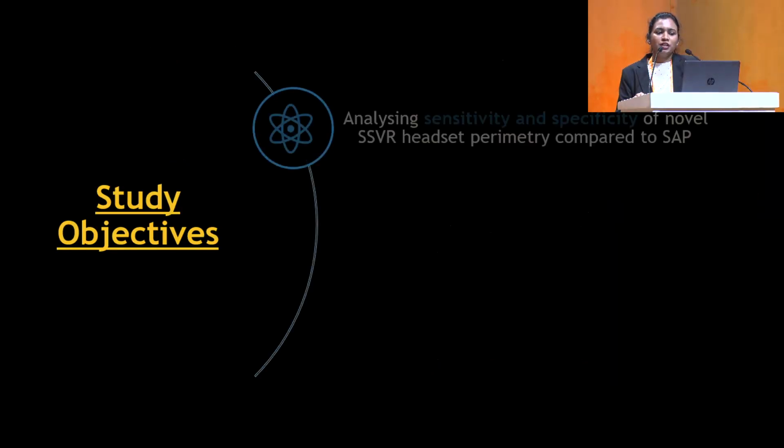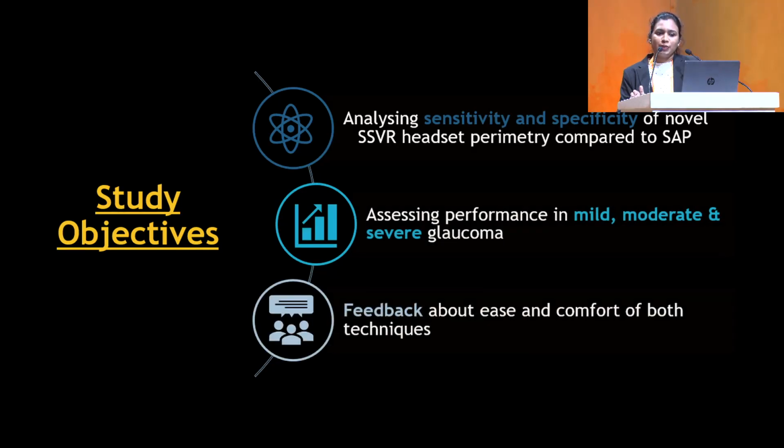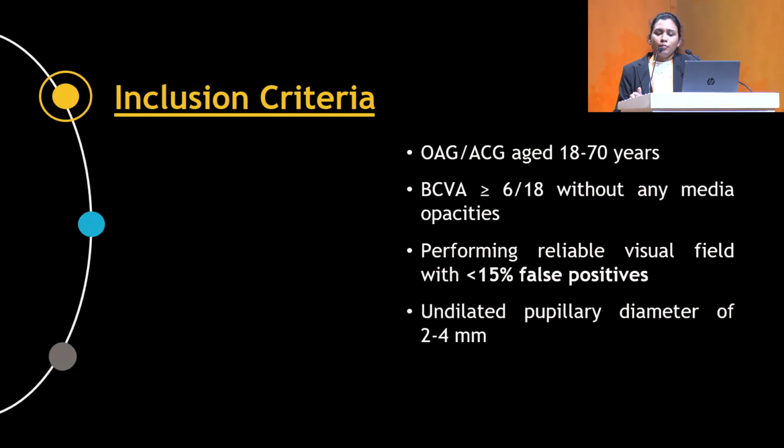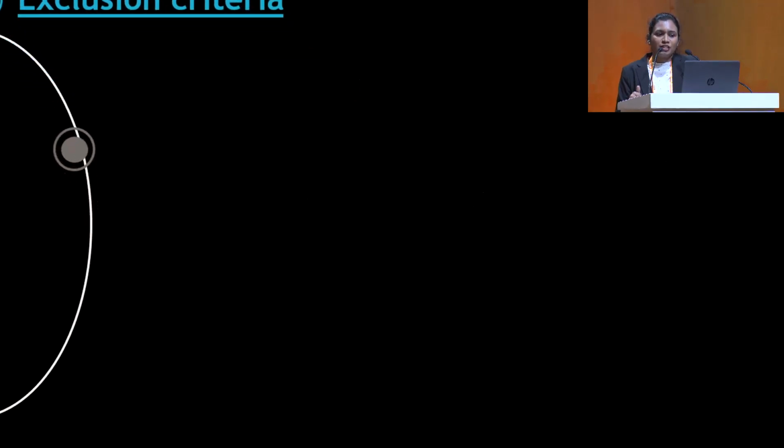Our study objectives were to analyze the sensitivity and specificity of this novel SSVR headset perimetry compared to the standard one, to assess the performance in mild, moderate, and severe glaucoma groups, and also to look at the patient feedback about both these techniques. We included all the glaucoma patients aged between 18 to 70 years with best corrected visual acuity of 6/18 or better, and who were able to perform visual fields reliably. We excluded all those who had undergone surgery in the recent past, and extremes of refractive error, plus or minus 5 diopter, were also excluded.